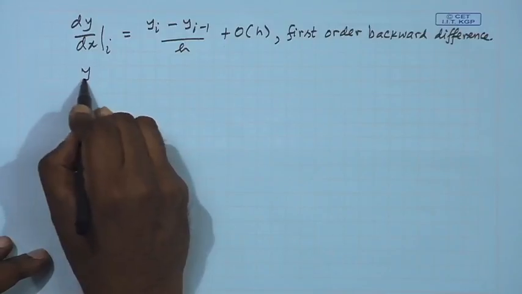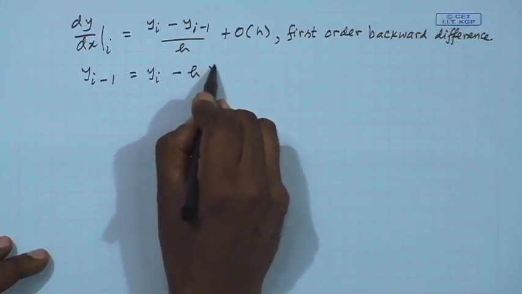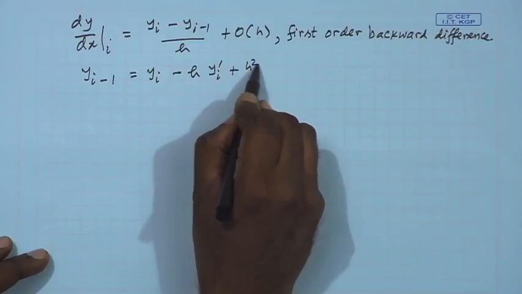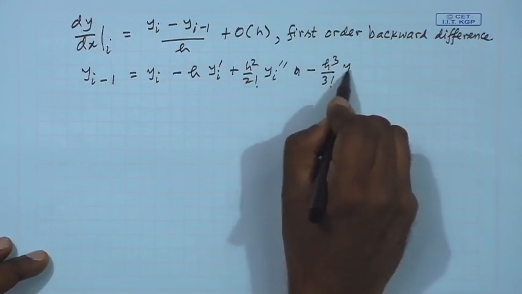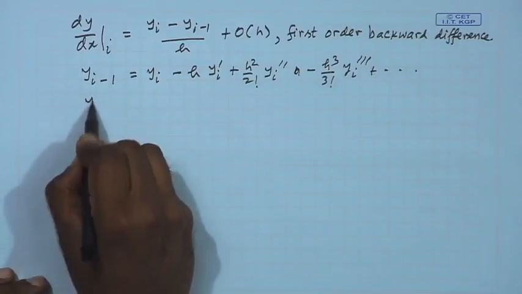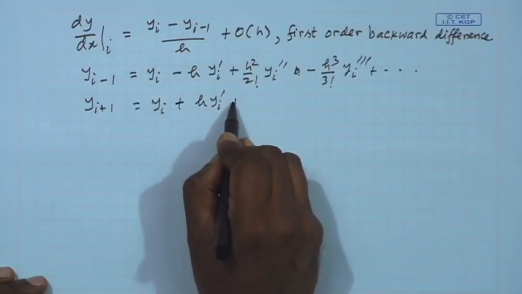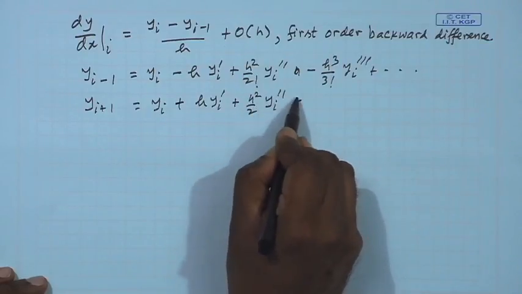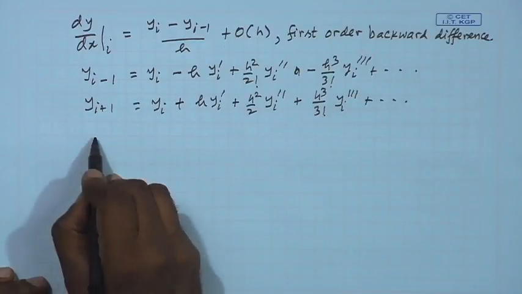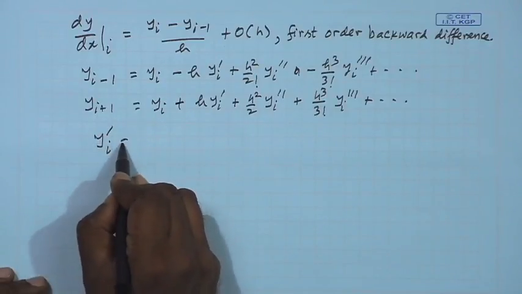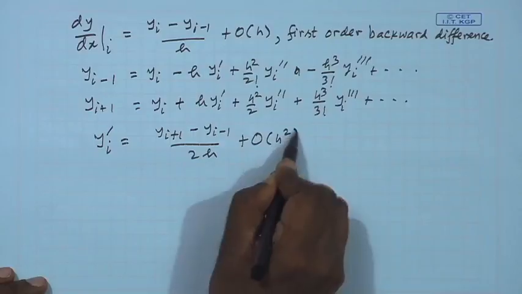Now, what I did here: y_{i-1} equal to y_i minus h y_i dash plus h square by 2 factorial y_i double dash minus h cube by 3 factorial y_i triple dash, etc. And y_{i+1}, just recall whatever we have done, is y_i plus h y_i dash plus h square by 2 y_i double dash plus h cube by 3 factorial y_i triple dash plus etc. Now, if I subtract these two, I can write y_i dash as (y_{i+1} minus y_{i-1}) by 2h. So, this becomes an order h square approximation.